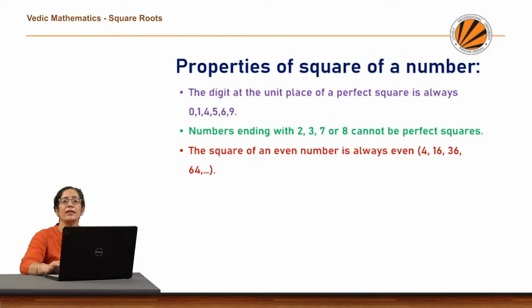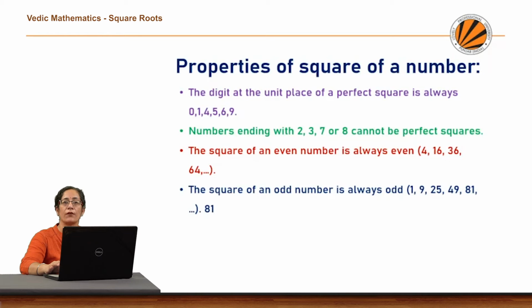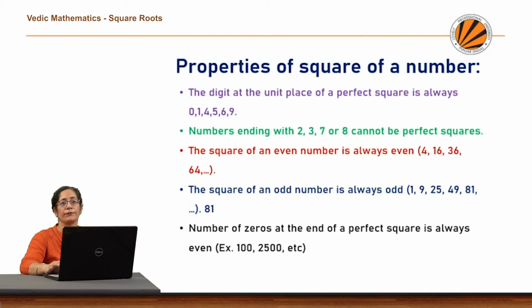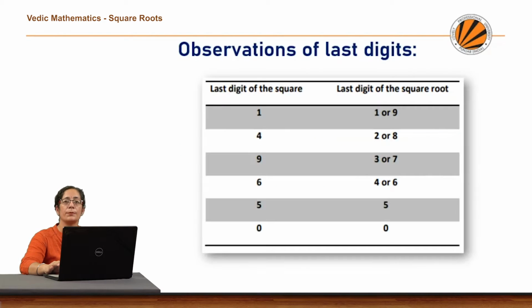Some other observations are that the square of an even number is always an even number. You can see the squares of 2, 4, 6 always end in an even digit. So the square of an even number is always even, and the square of an odd number is always odd. These observations can be clubbed together: what is the last digit of a square and what is the last digit of its square root, because it is helpful in finding the square root of a number.